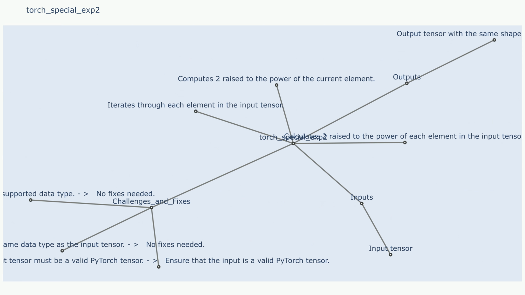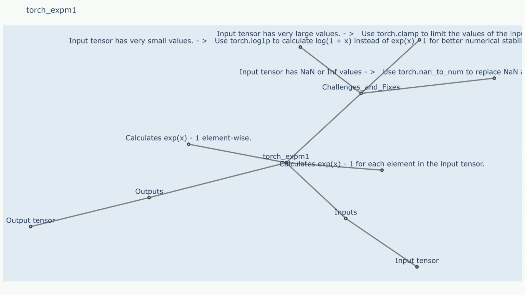Fixes. Replace INF values in the input tensor with a valid value before using exp2. Handle INF values in the output tensor appropriately, for example by replacing them with a very large number or by raising an exception.